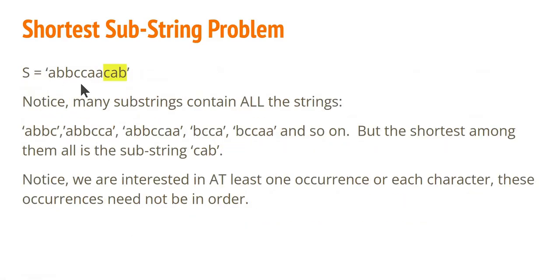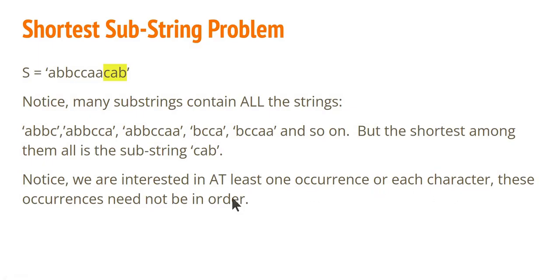For example, this string that we just looked at, well, in fact, there are many, many substrings which contain all the characters. This is a typo. Basically, look, A, B, B, C, for example, A, B, B, C, C, A, and so on. So all of these, in fact, contain all the characters. But then we are looking at the shortest substring, and that happens to be C, A, B, which has all the characters, right?